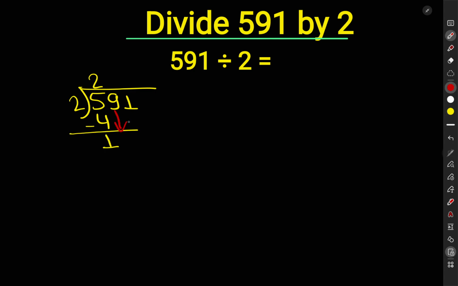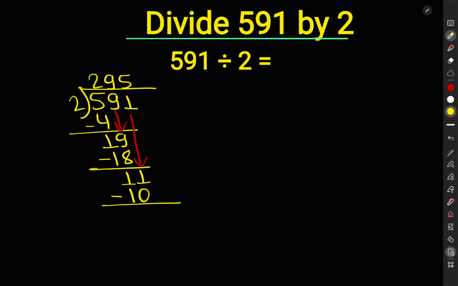So now we put down this 9 and it is 19. So 2 times 9 is 18. On subtracting, we get 1. So again we put down this 1 and it is 11. So 2 times 5 is 10. On subtracting, we get 1.